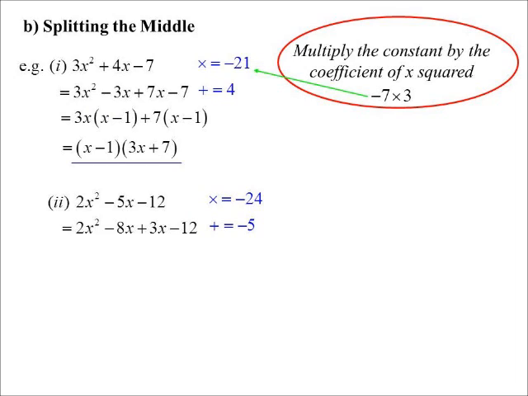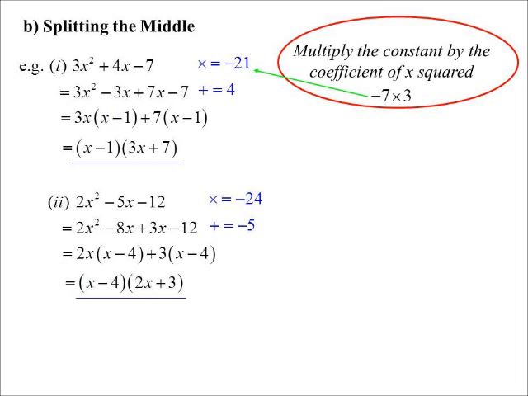So we'll split the middle one into minus 8x plus 3x. And we can now group in pairs. Common factor of 2x, common factor of 3, leaves us with x minus 4 in both. So we get x minus 4, 2x plus 3.